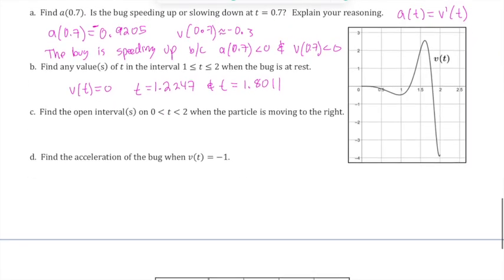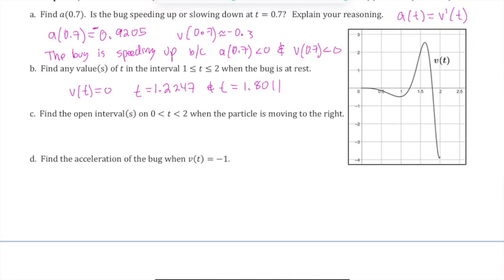All right, part C. It says find the open intervals where the particle is moving to the right. So we want the velocity being greater than 0. And we can kind of see on our graph that we're greater than 0 from here to here. And those were actually the intercepts we found, right? Because this value is 1.2 and this value is 1.8. So we're moving to the right here, and this part is moving to the left, and also this part's moving to the left because it's negative.